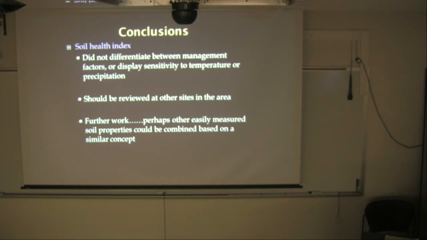Soil health index, the initial evaluation, was not able to differentiate between management influences as well as show sensitivity to temperature or precipitation. And I believe it should be evaluated at other sites with other data sets, making a determination if it has the needed sensitivity within this area. And that perhaps other soil properties could be combined based on the similar concept.